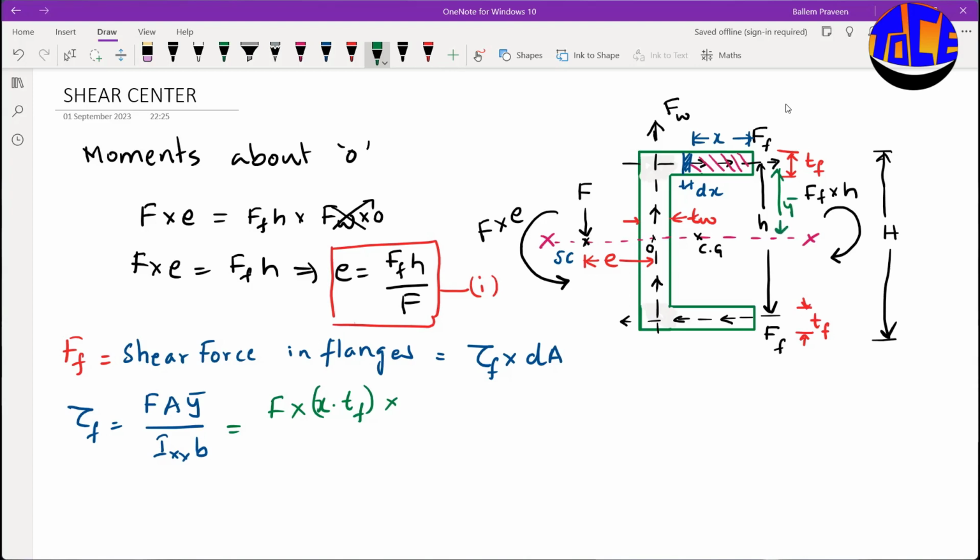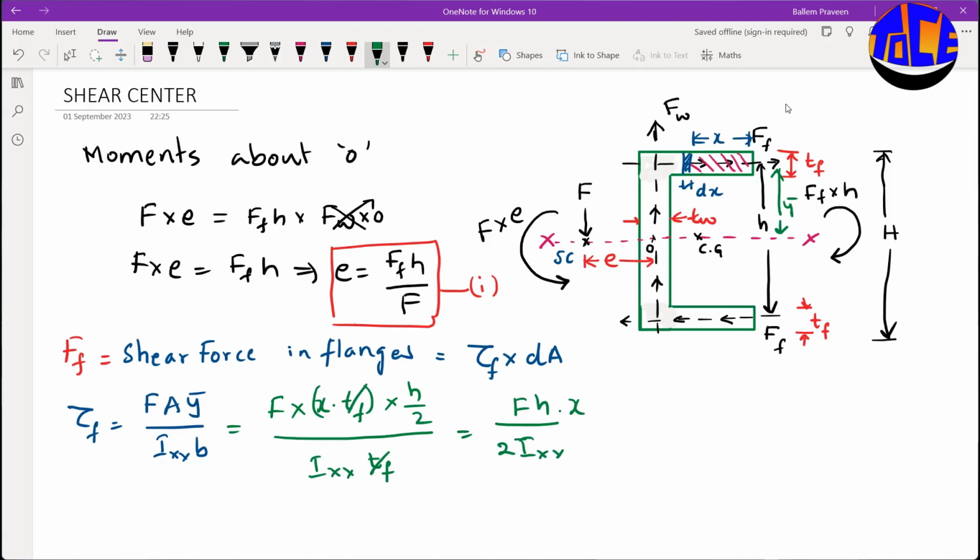So that is h by 2, divided by Ixx into, so here B will be my width of the flange, that is TF. Okay, so here I can cancel TF. So it will be F into H divided by 2 times Ixx, and here you have X also. So F H X divided by 2 times Ixx.